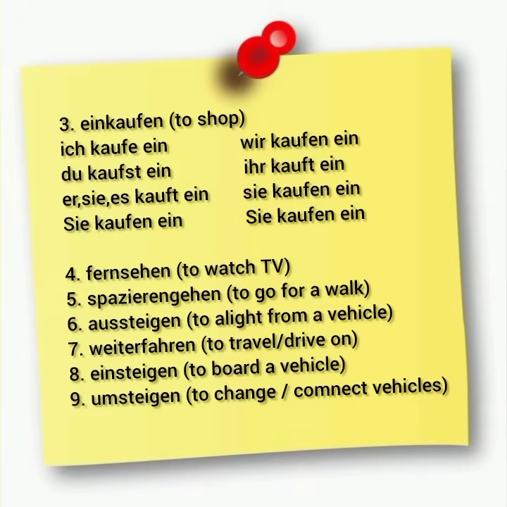Okay, here's another example of a separable verb. Einkaufen. The meaning of einkaufen is to shop. So again, I remove the prefix, ein, and put it at the end. And then you conjugate kaufen. Ich kaufe ein. Du kaufst ein. Sie kauft ein. Wir kaufen ein. Ihr kauft ein. And then sie kaufen ein.